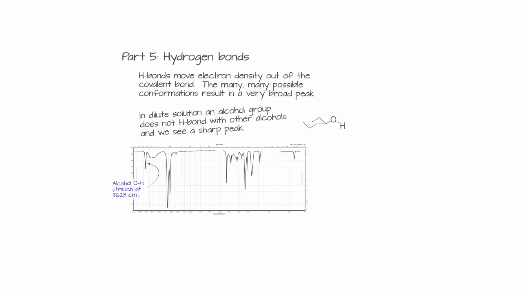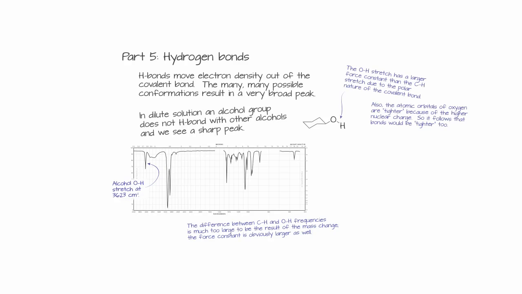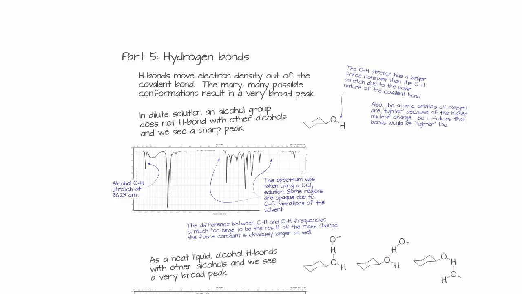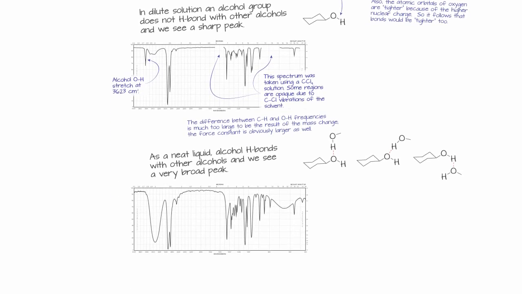But if we did this in a neat solution, a neat liquid solution, all of those oxygen-hydrogen bonds can talk to each other. Basically, you would have hydrogen bonding, just like water is hydrogen bonded together, and that's why water is a liquid at 25 degrees rather than a gas, as you might expect it would be otherwise. Alcohols can hydrogen bond to other alcohols, and alcohols can hydrogen bond to any water that's in there as well.